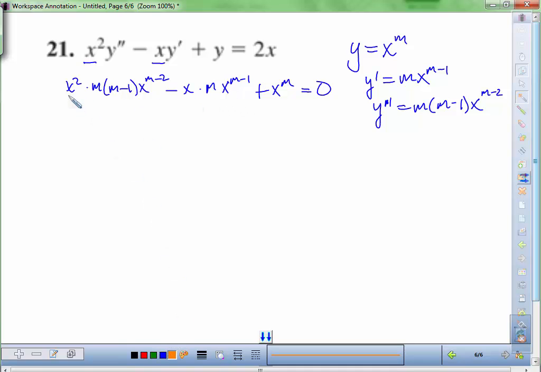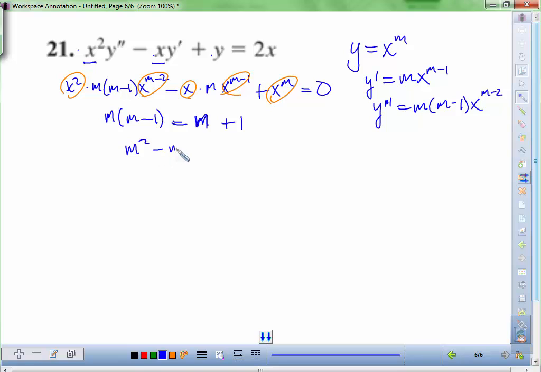And again, because this is always going to happen, you'll probably get to see the algorithm that works for this. The auxiliary equation will come out m times m minus 1, minus m, plus 1. So if you do this with a general a, b, and c for your coefficients from the beginning, you'll probably figure out your auxiliary equation a little bit quicker. So this is m squared minus m plus 1. I'm going to get complex roots again.